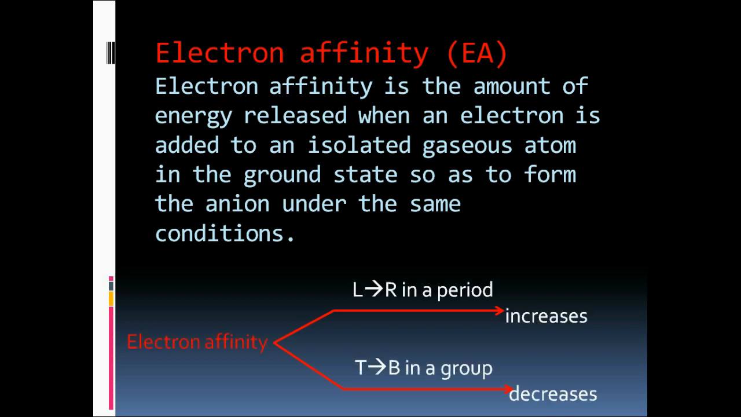Periodic trend. Across a period from left to right, since atomic size decreases and nuclear charge increases, its value increases. Whereas top to bottom in a group, the atomic size increases more than the nuclear charge, thereby causing a net decrease in electron affinity.